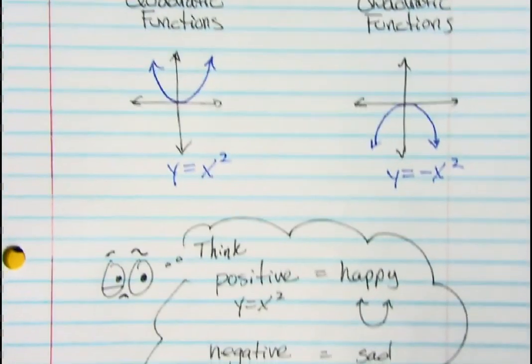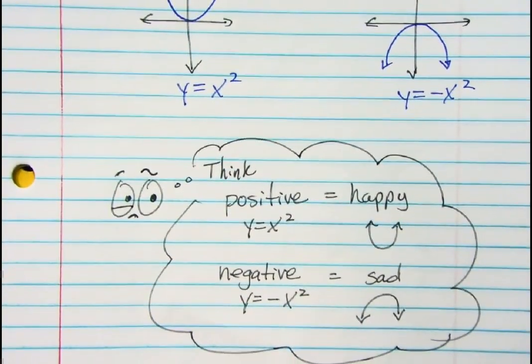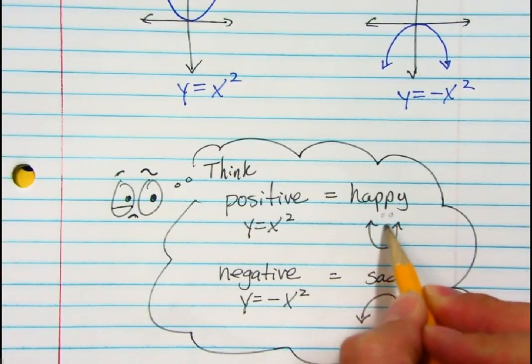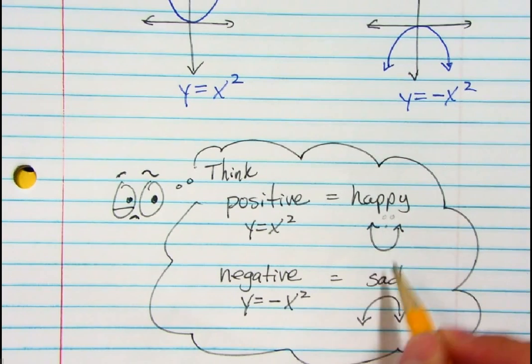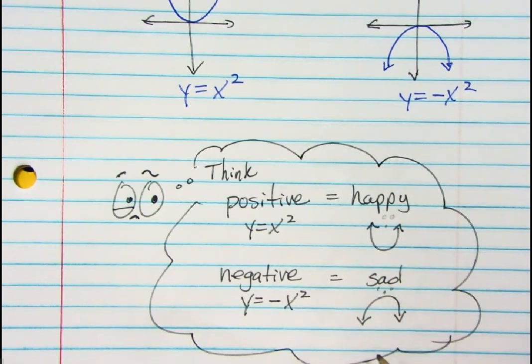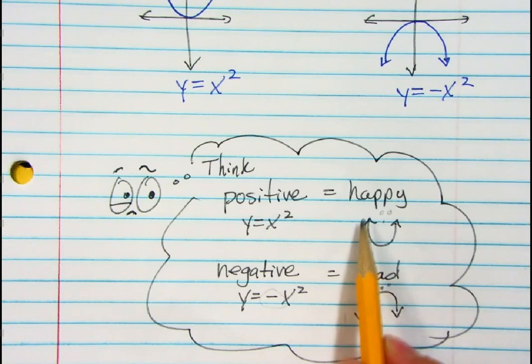So the way I remember this is just think positive is happy, right? Imagine there's like a little face here, happy. Negative, they would be sad. Wah. So if you see a negative out front of the x squared, it's going to go down in shape, and this positive is positive. Okay, that's it for notes today.